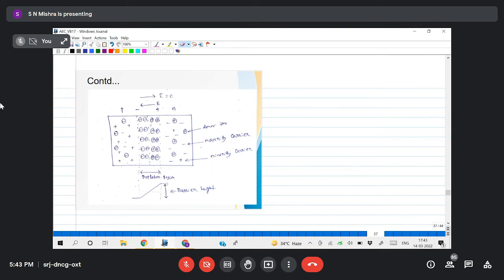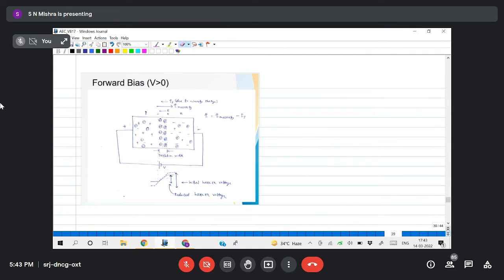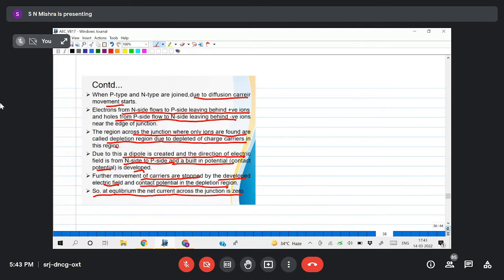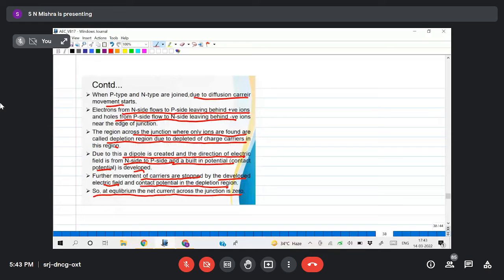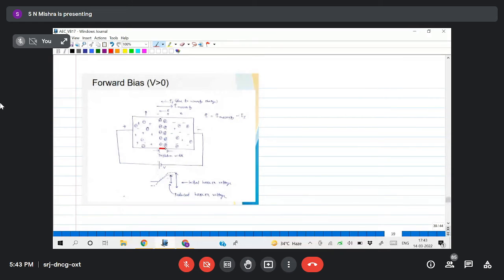Decrease. Decrease. So let us see that one. Compared to the previous case, the depletion region here is less, right? In the no bias condition, I have shown two layers, and here I have shown one layer. So this is a comparative view, you can understand.